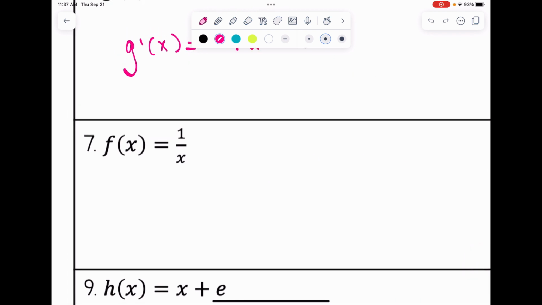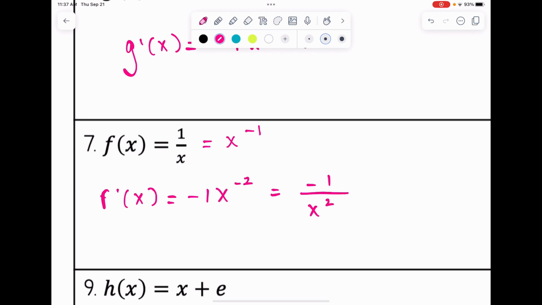Number 7 also does not look like your typical question, but I can rewrite this using negative exponents as x to the negative 1. And now applying my power rule, I get negative 1 x to the negative 2. If I clean that up, I get negative 1/x squared. Again, since the problem started with a fraction rather than a negative exponent, then we're going to put our answer the same way.